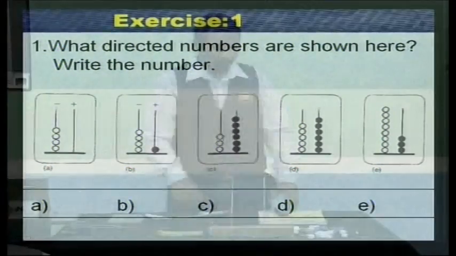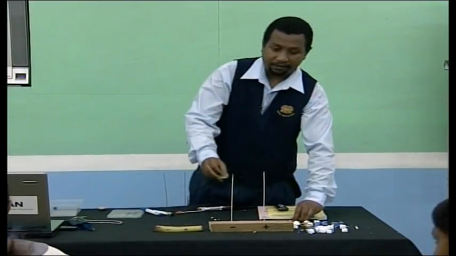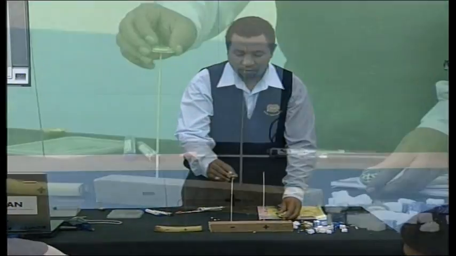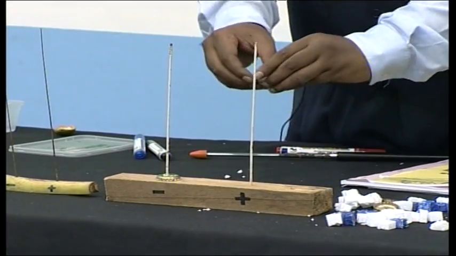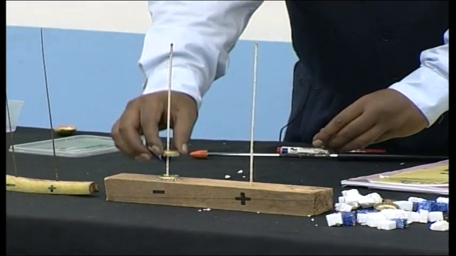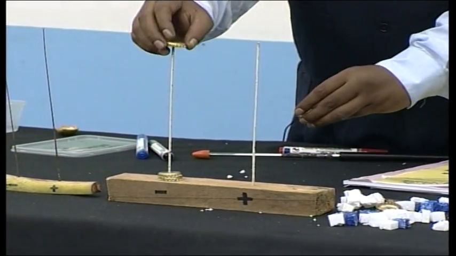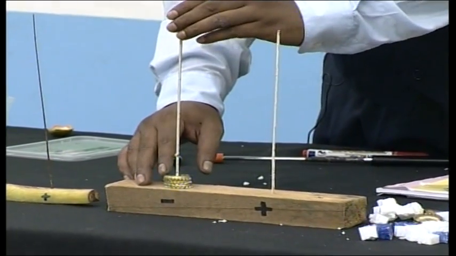4 counters on where? Negative, okay? We'll put 4 counters on the negative. Remember, we are solving exercise A. 4 counters on negative.